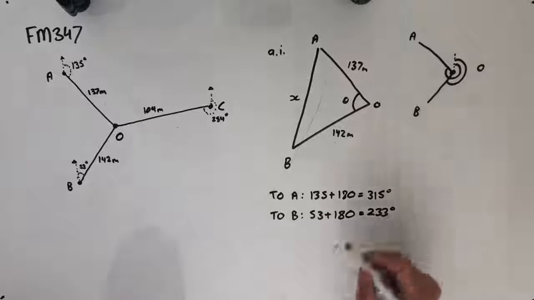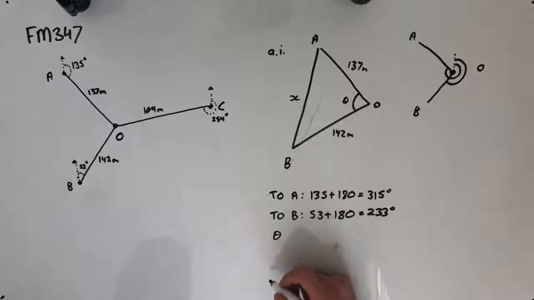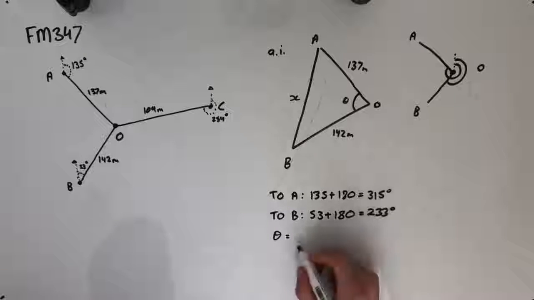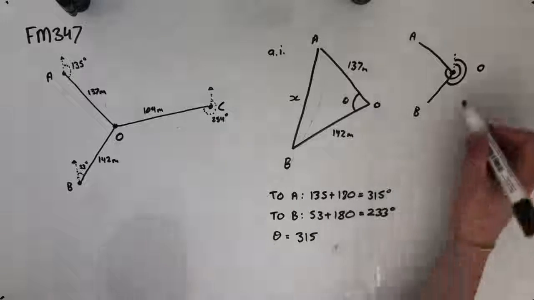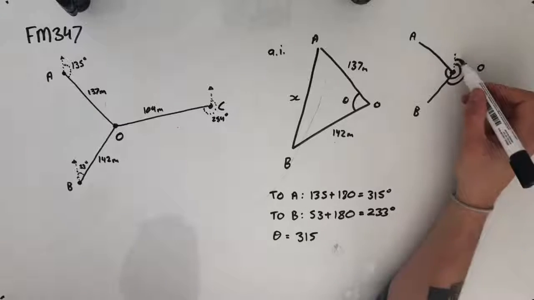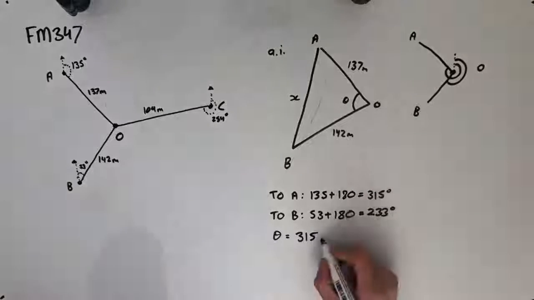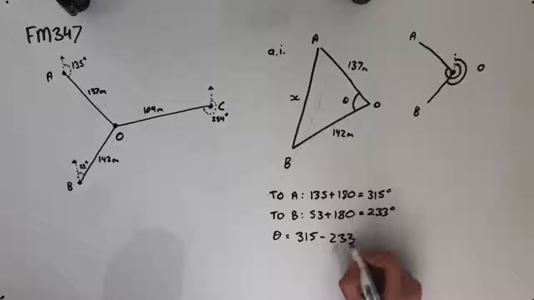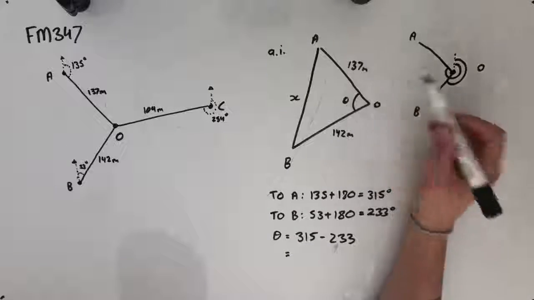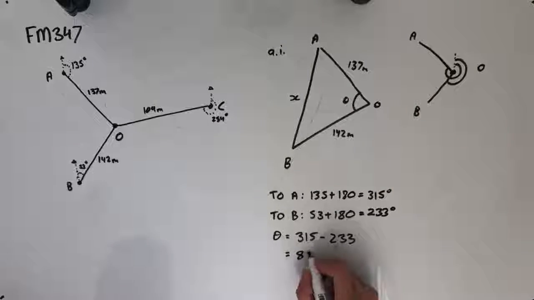So, doing what we said before, to figure out what our angle is going to be, we simply subtract our value from 315 degrees. 315 degrees, that would be the bearing from O to A, and we're going to subtract from that the bearing to B. So 315 take 233 means that we're left with an angle, this angle theta in here, of 82 degrees.